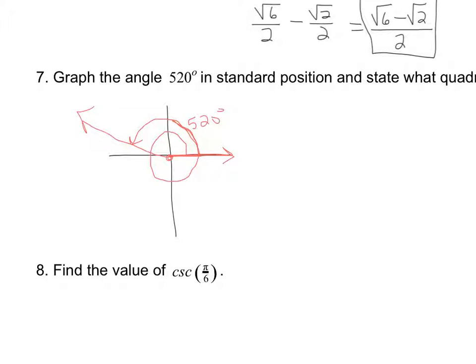So when it says what quadrant does the angle lie in, in this case it lands in quadrant 2. Because if you recall, the quadrants go 1, 2, 3, and 4. So this angle ends up in quadrant 2, so that's why we say it lies in quadrant 2.